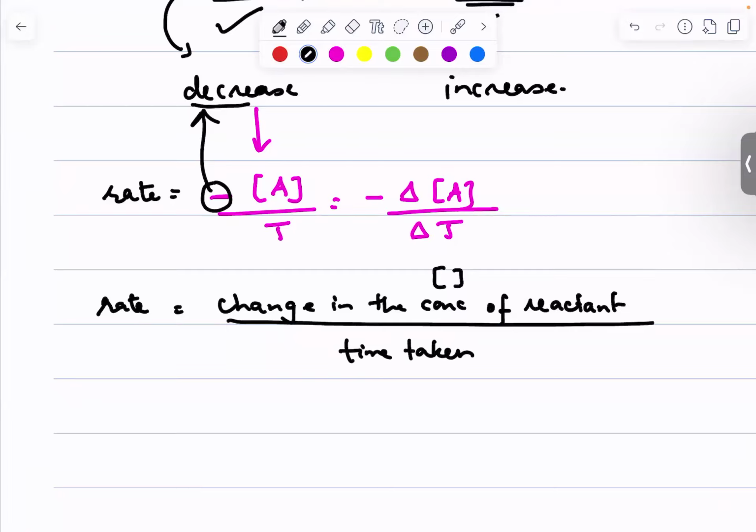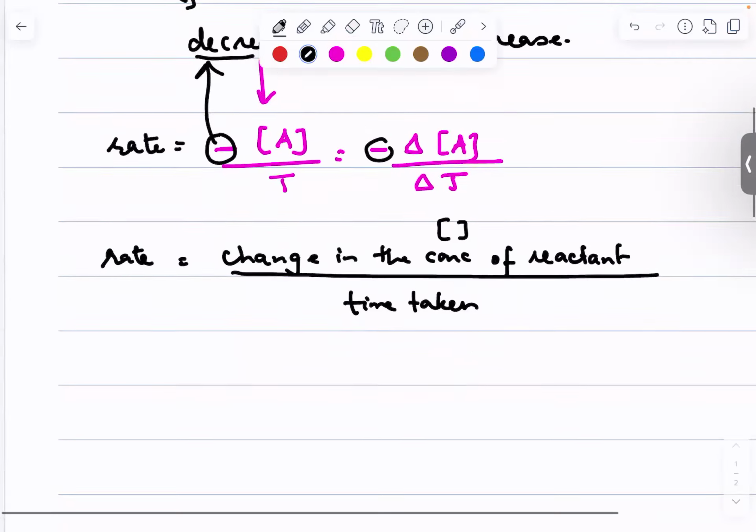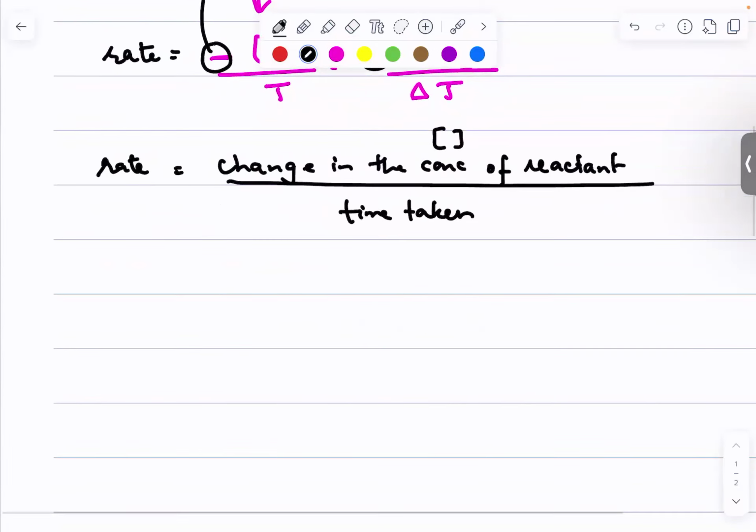Does it make sense? Yes. Is it clear? And why did I put this minus? As I told you earlier, because with the passage of time, the concentration of the reactant would decrease. So that is why we write the change in the concentration of reactant per unit time. I hope it's clear, right? Okay. So, time taken, or you can write change in time. Both are correct.